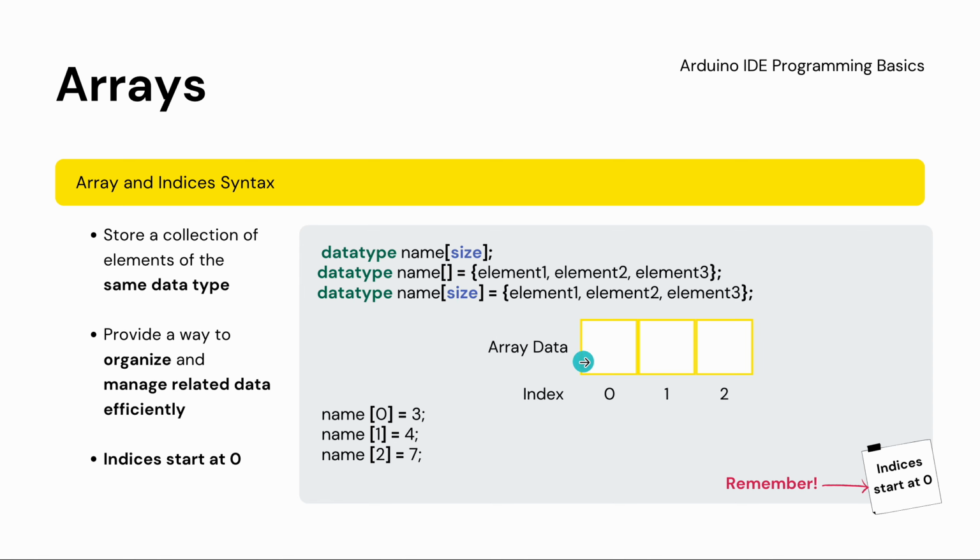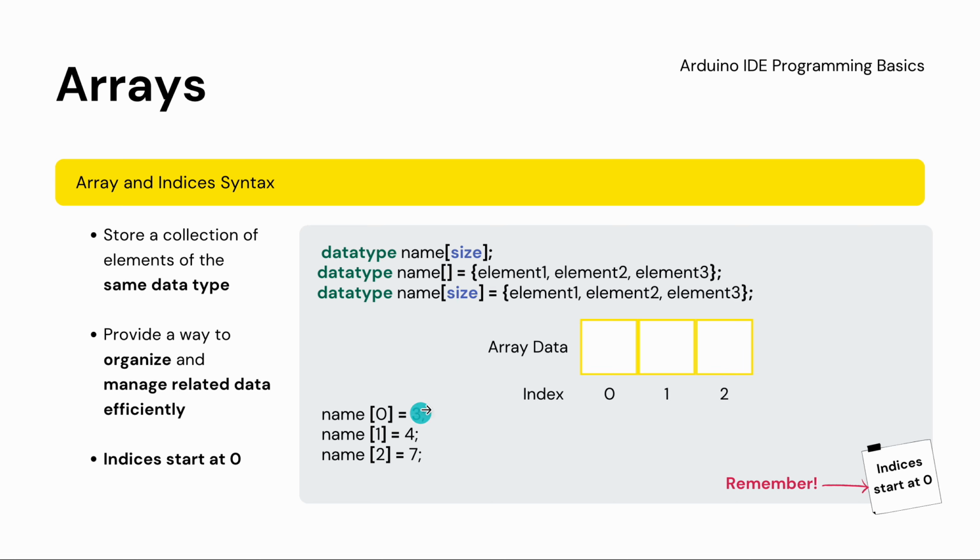So in this case, I have an array of size 3, and here's the indices, 0, 1, and 2. See how it starts at 0? So we don't count 1, 2, 3. We count 0, 1, 2. Okay, sorry about that. So we have 0, 1, 2, and then here I'm going to start assigning values.